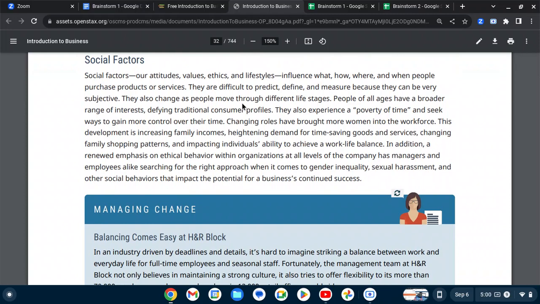Changing roles have brought more women into the workforce. This development is increasing family incomes, heightening demand for time-saving goods and services, changing family shopping patterns, and impacting individuals' ability to achieve a work-life balance. In addition, a renewed emphasis on ethical behavior within organizations at all levels of the company has managers and employees alike searching for the right approach when it comes to gender inequality, sexual harassment, and other social behaviors that impact the potential for a business's continued success.